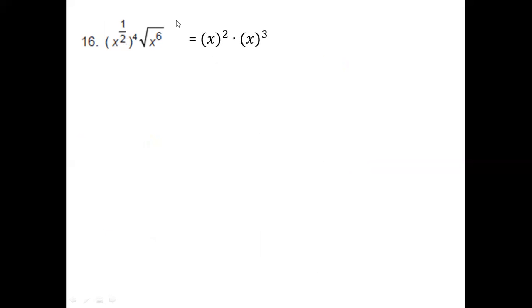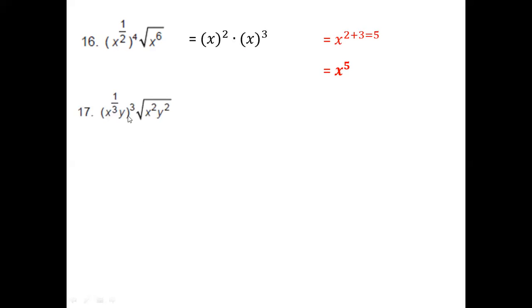So 6 divided by 2 is 3, and half multiplied by 4 is 2. Now, according to the rules which we learned in the previous video about multiplying exponents, if the base is the same, you add the exponents. So the answer is going to be x to the power of 2 plus 3. We are just adding them. So your answer is x to the power of 5.